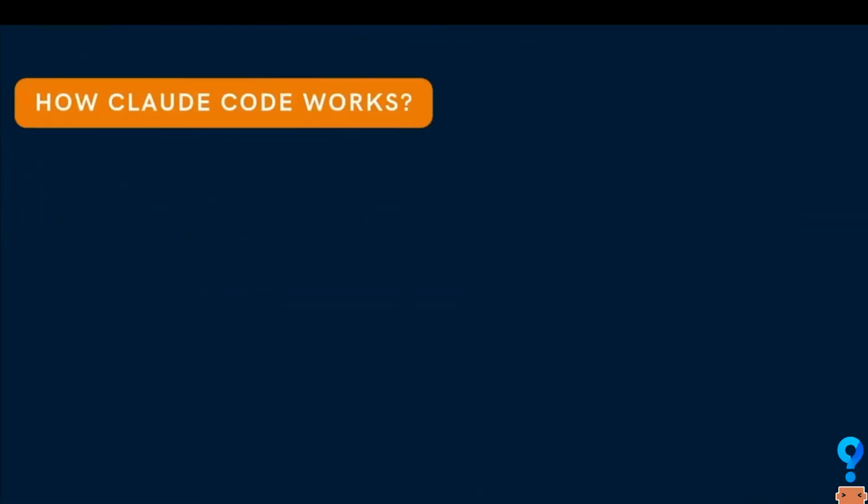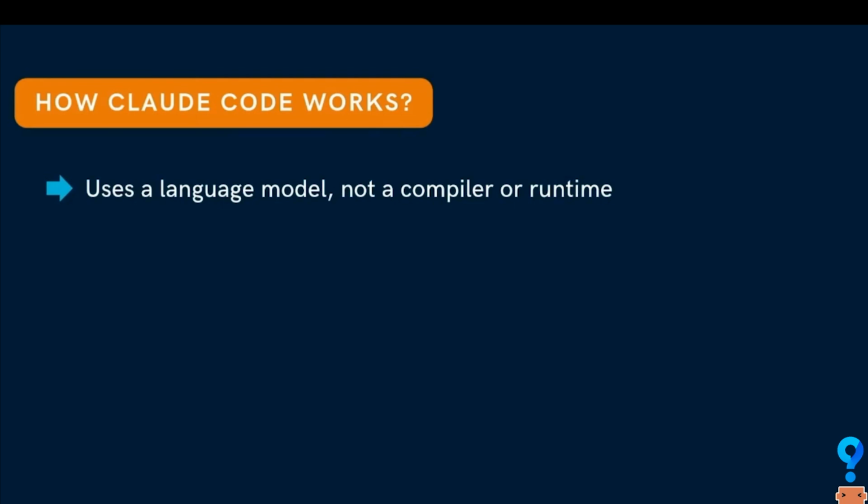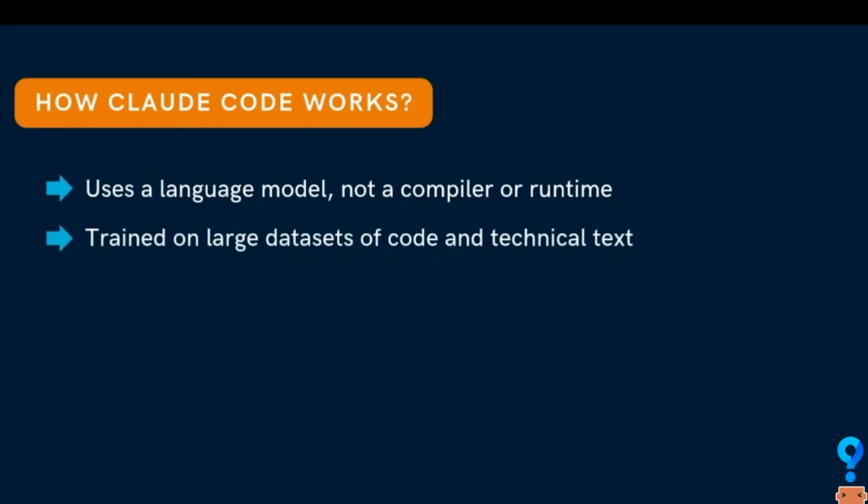Now let's understand how Claude Code actually works. Claude Code doesn't run or test your code. It's not a compiler or interpreter. It works by predicting what the right code should look like. It learned by looking at lots of examples of code and technical documents. That's how it knows what common programming patterns look like.